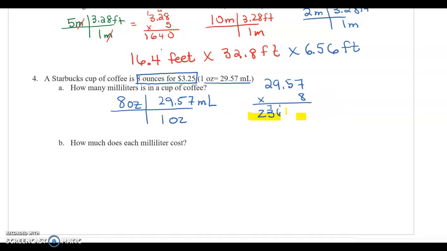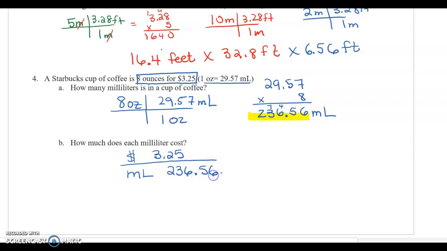I hit the eraser by accident. Okay. So how much does each milliliter cost? Well, then you have to decide, and you need to try to do it on your own first. In order to do that, you want to do cost dollars per milliliter. So the dollars go on top. You know that's $3.25. And then the milliliters go on the bottom.